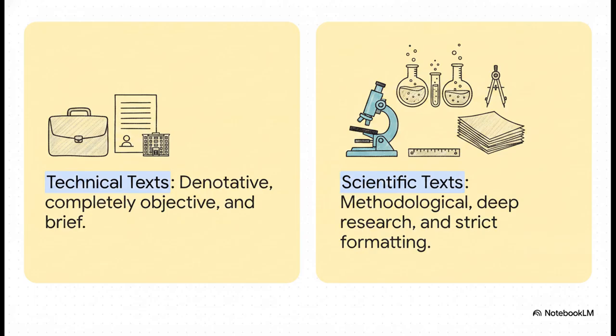Technical text, like business reports and commercial letters, are denotative and brief. In business, time is money, so you get straight to the point without any fluff. Scientific text, on the other hand, is an entirely different beast. You can't just state a fact, you have to prove your work. They require rigorous methodology, deeply cited research, logical argumentation, and strict adherence to peer-reviewed formatting rules.